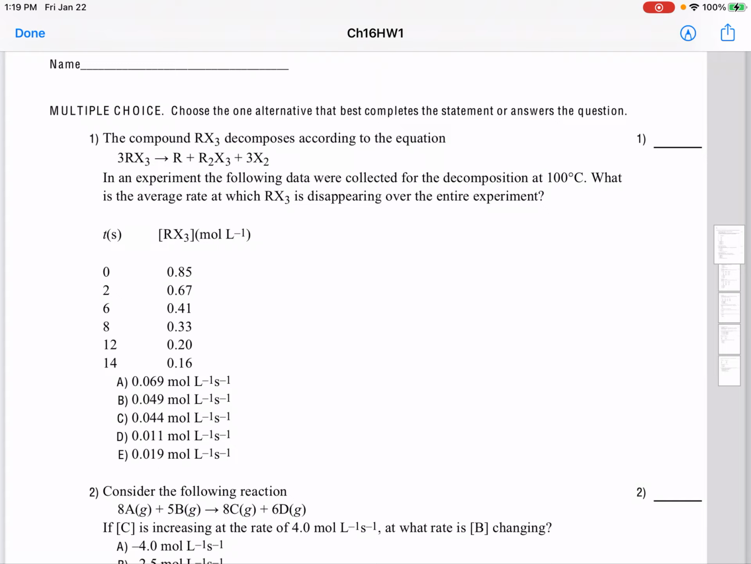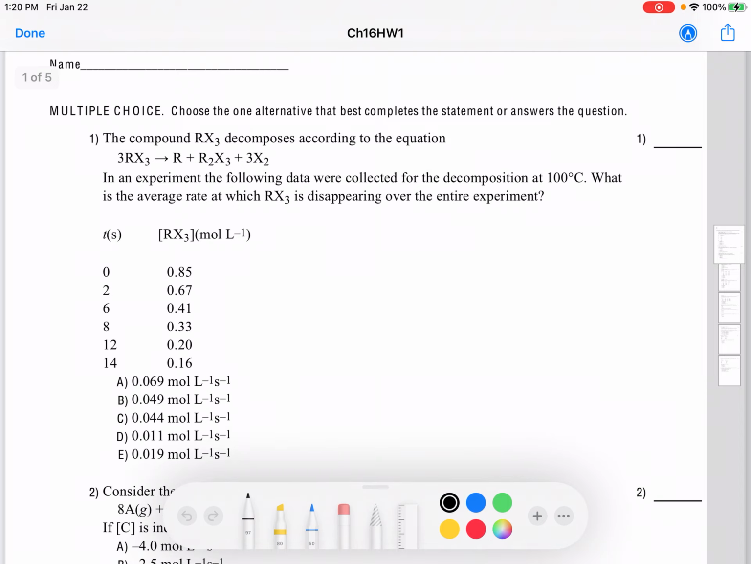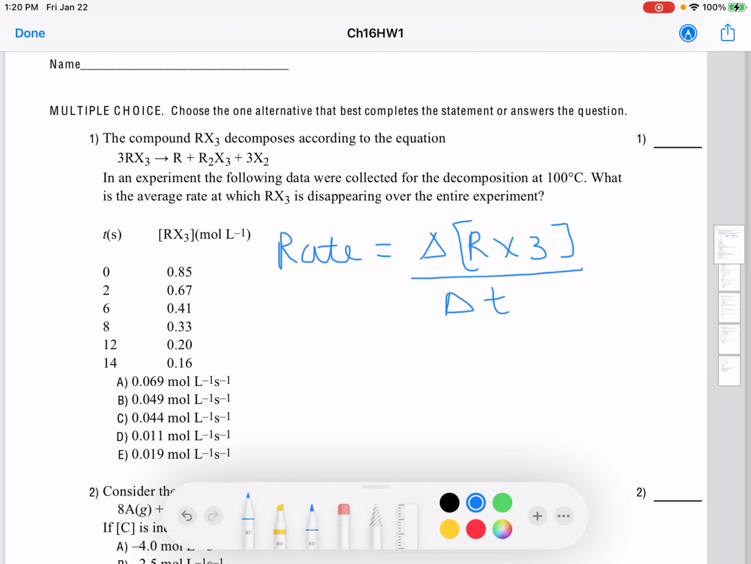Basically, there are three rates we normally determine from a graph. It could be initial rate, average rate, and instantaneous rate, and we talked about this during our lecture. Now, since this is an average rate and the time runs from 14 to 0, the rate is going to be like this. Rate equals delta of your reactant, in our case Rx3, the change in concentration of Rx3 over the time period.